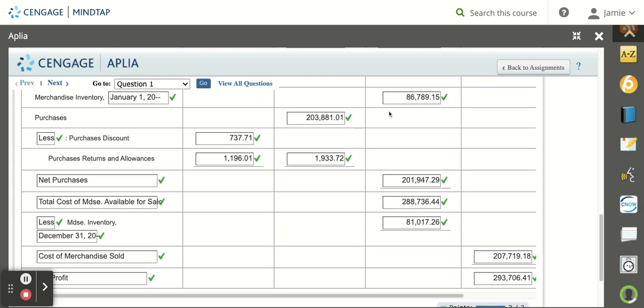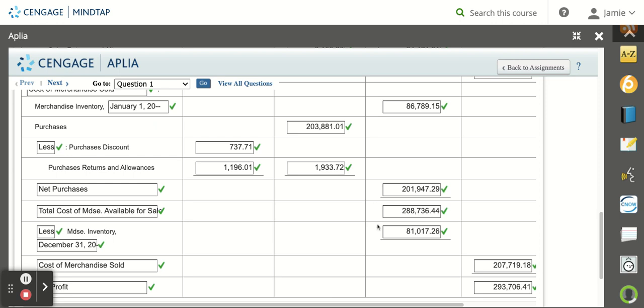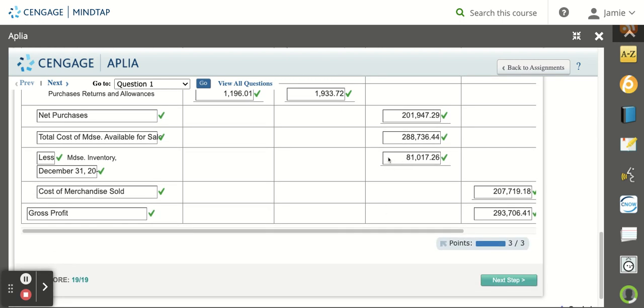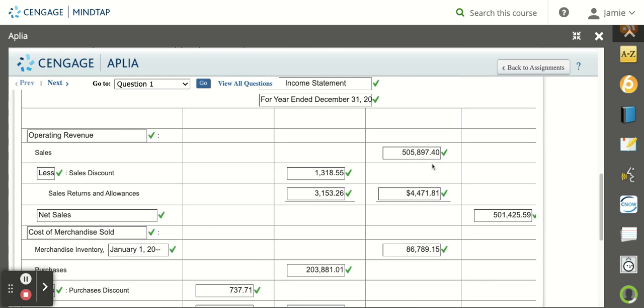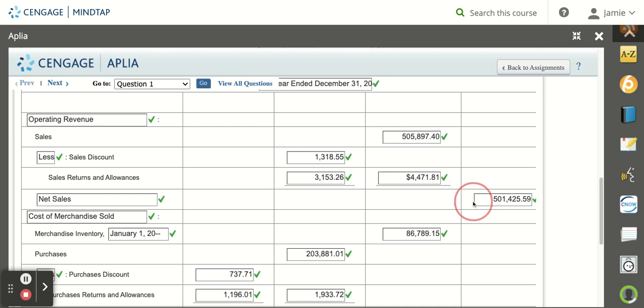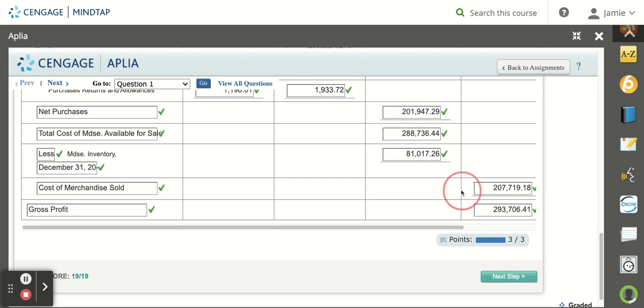Net purchases plus our starting inventory gives us our total cost of merchandise available for sale, less our ending inventory. So we ended the year with $81,000 of inventory, and that gives us our total cost of merchandise sold. Anywhere you see the word less, you are subtracting. So our net sales minus cost of merchandise sold gives us our gross profit.